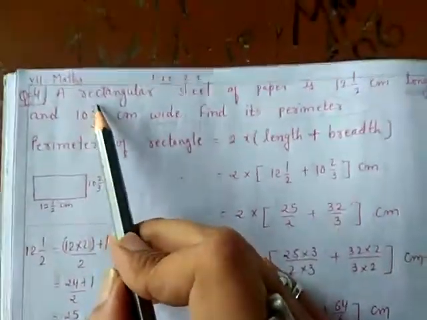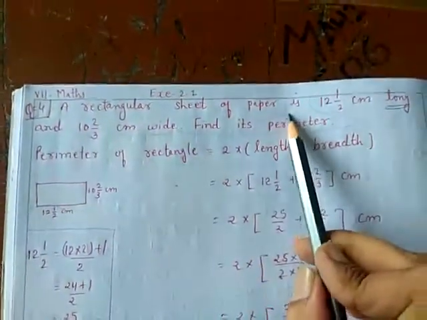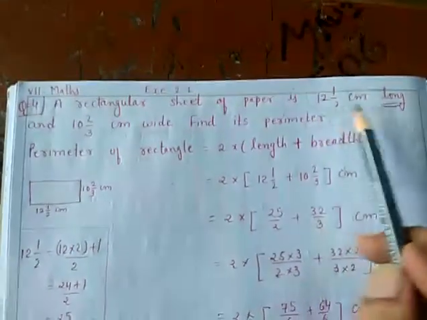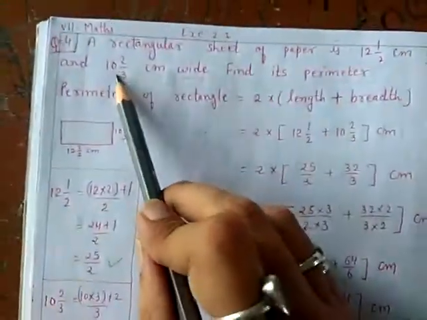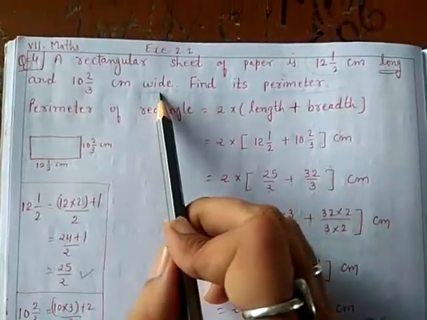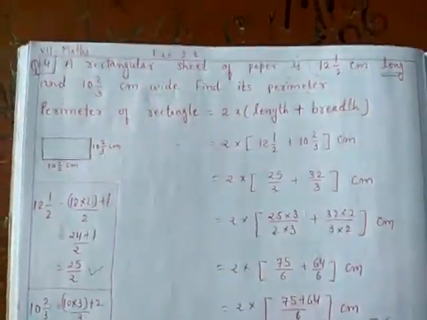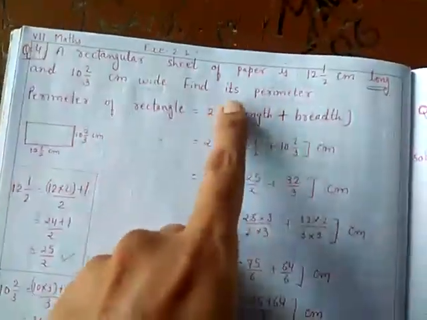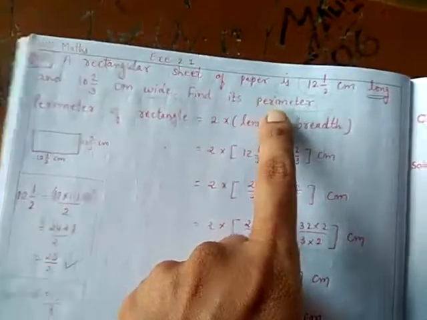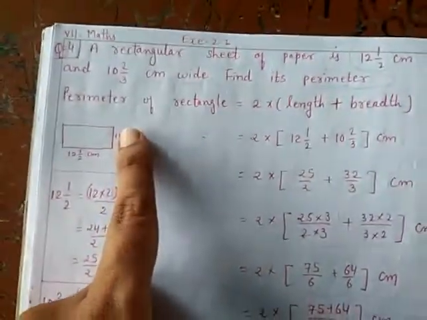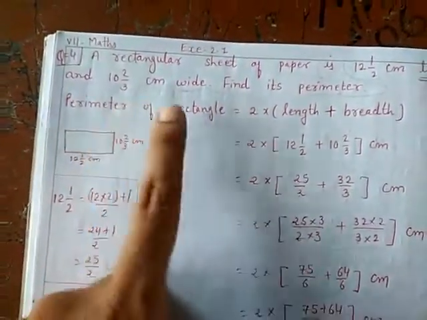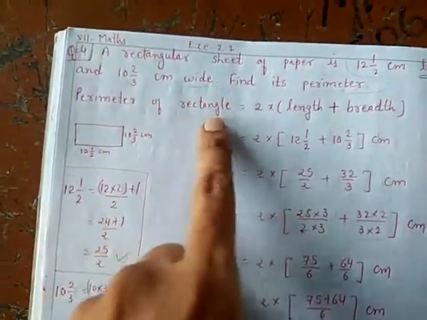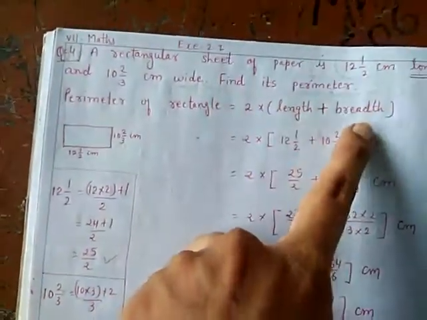What problem? It is also very easy, students. So see, a rectangular sheet of paper is 12 integer 1 upon 2 centimeters long and 10 integer 2 upon 3 centimeters wide. Okay, so here the length and breadth of a rectangular shape are given. So find its perimeter. What you have to find? You have to find its perimeter. So you know what is the formula of perimeter of a rectangle? Okay, so it is 2 into (L plus B), right?